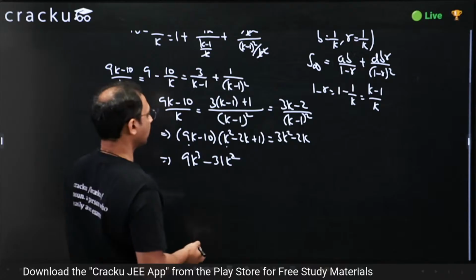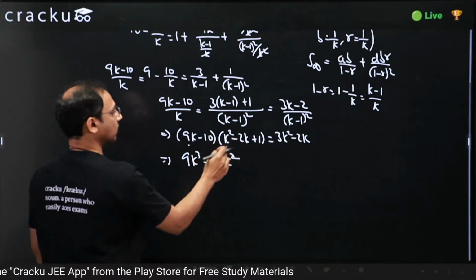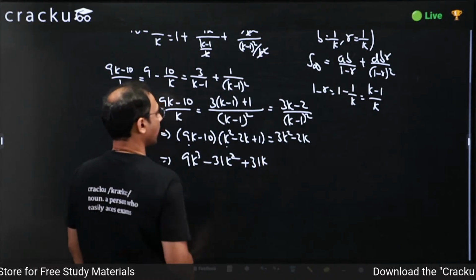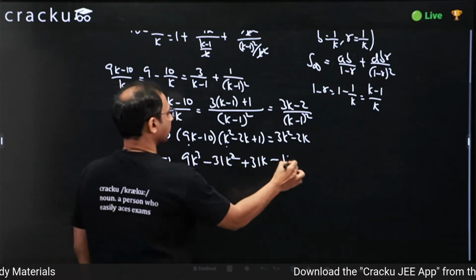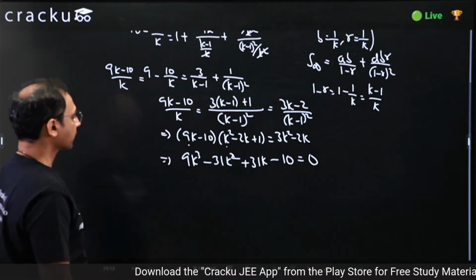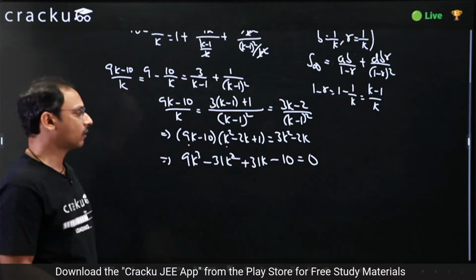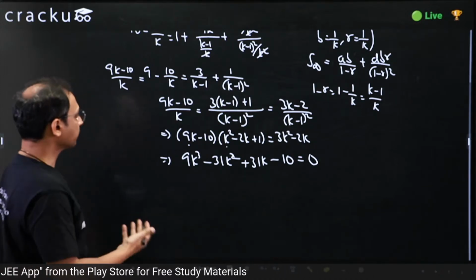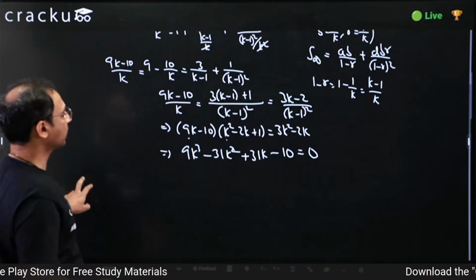What is the k coefficient? 9 plus 20, that's 29, plus 2, 31k, and the constant is minus 10. So this is the cubic equation we got. If you have a cubic equation, it's always difficult. So try to get some root in the beginning so that you will find the other two roots.